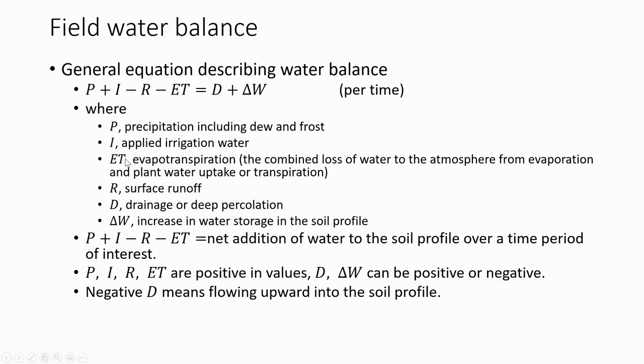And then minus ET. ET is evapotranspiration, the combined loss of water to the atmosphere from evaporation and plant water uptake, or transpiration. So you have negative ET because it's a loss, just like runoff. And then equals D. The D here looks positive, but if you move it to the left side, then it becomes negative. Why is it negative? Because it's drainage or deep percolation. It's something like an outflow. That's why if you move it here, it becomes negative. So you have three negatives: negative R, negative ET, and negative D. But that is the reason why they moved the D here, and we will look at it later on.